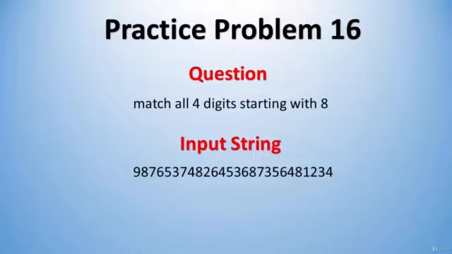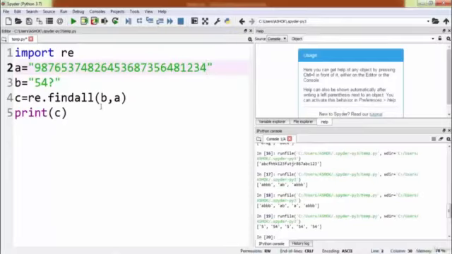The next question is we must match all the four digit numbers which start with 8. That means the first character should be 8 followed by any digit, and this should be present 3 times. So the quantifier is single curly bracket 3. This curly bracket 3 represents that \d can be repeated 3 times. Hence there will be 4 digits, the first one is 8 followed by any 3 digits.